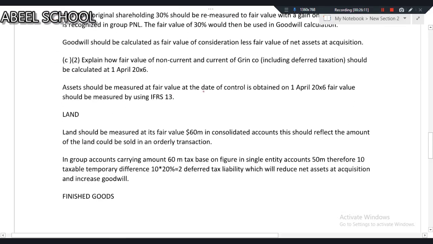Assets should be measured at fair value at the date control is obtained, that is 1st April X6, by using IFRS 13. Land should be measured at fair value 60 million in consolidated account. This should reflect the amount the land could be sold for in an orderly transaction. In group accounts, the carrying amount is 60. Tax base figure in single entity accounts is 50 million. Therefore, 10 million is a taxable temporary difference. So there's a 2 million deferred tax liability.